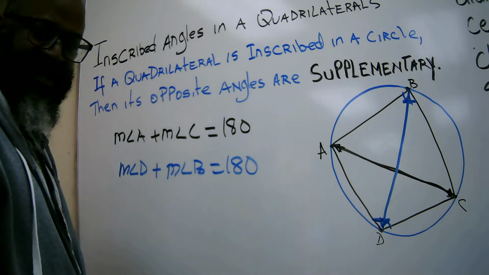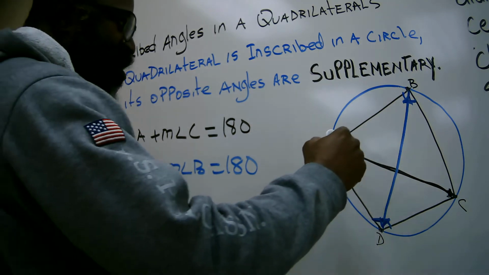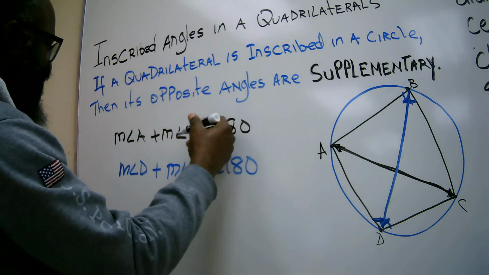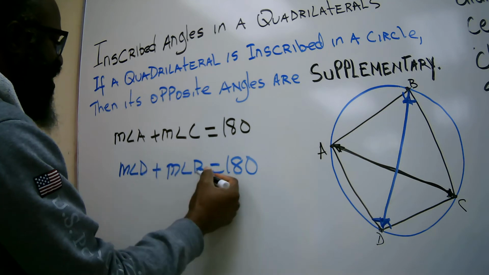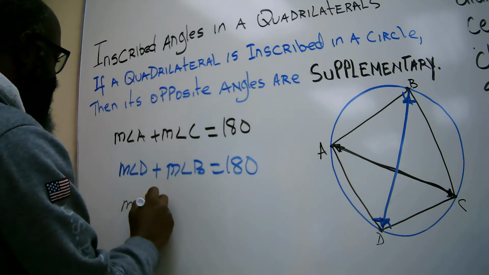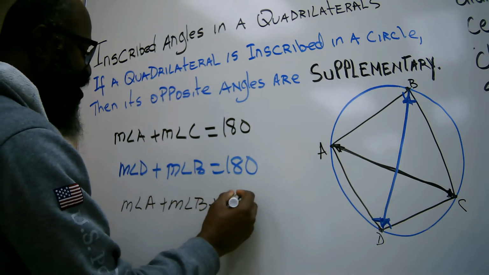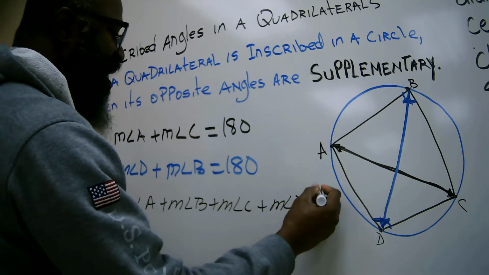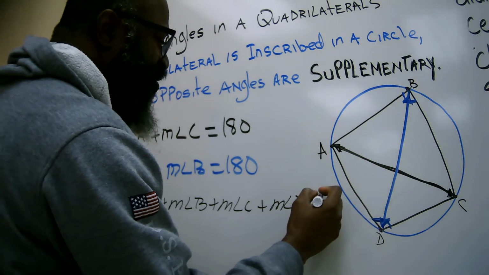That's what supplementary means. As you know from prior knowledge, the sum of the angles in a quad is 360. So as you can see, angle A plus angle C is 180, and angle D plus angle B is 180. So if I sum up the measure of angle A plus the measure of angle B plus the measure of angle C plus the measure of angle D, from prior knowledge this will be equal to 360. The sum of the interior angles of a quad is 360.